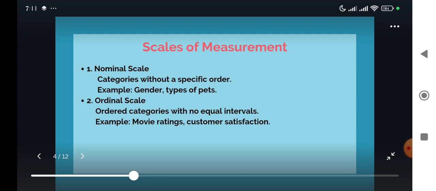In the next case, the ratio scale, the most informative scale, where data has equal intervals and a true zero. Example, weight or income. A true zero means meaningful comparisons can be made, such as 20 kg being twice as heavy as 10 kg.